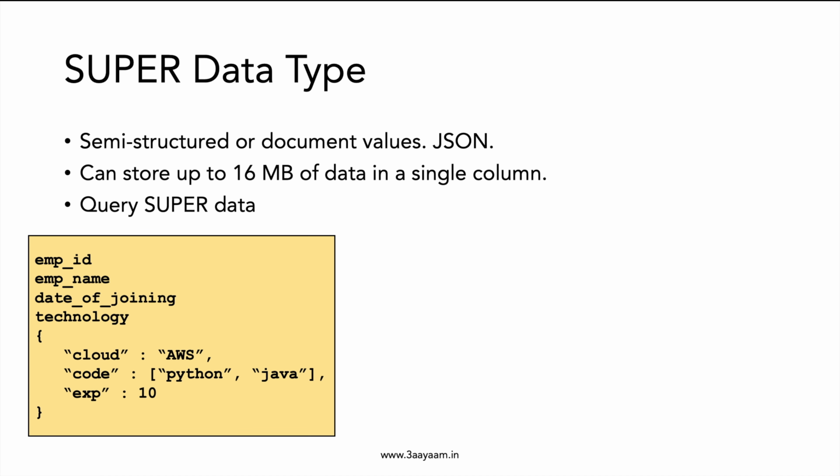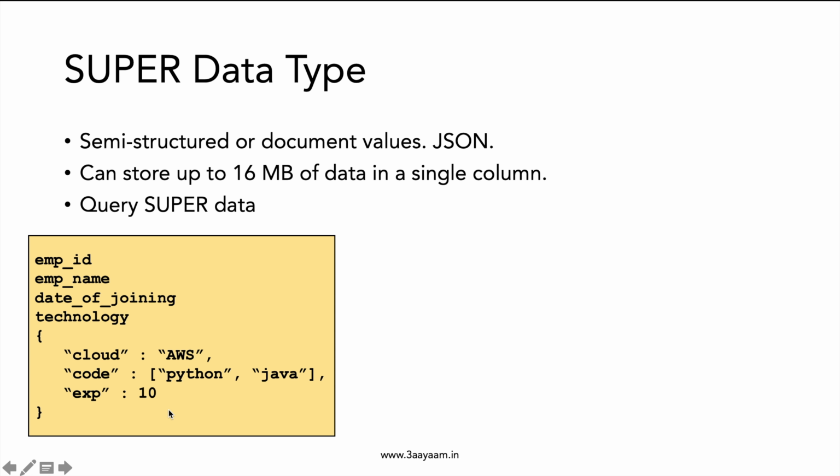So this is, let's say, a table wherein I have employee ID, employee name, date of joining, and technology. Employee ID, let's say the data type is integer, employee name is varchar, date of joining is date, and technology has a super data type, and the data is like this.